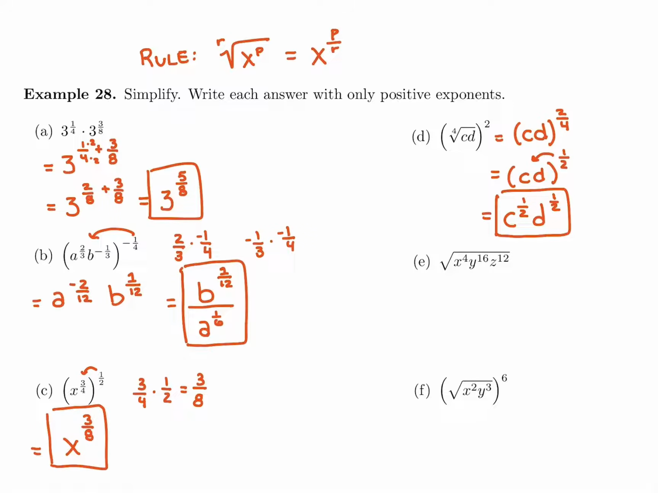In the bottom, again, I can write as power over root. It's a square root, which means the second root. So I'm going to have 4 divided by 2, y to the power 16 over the square root, the second root, and z to the power 12 over the second root. And I can reduce these. So I'd do 4 divided by 2, which is 2. And 16 divided by 2 is 8. And 12 divided by 2 is 6.